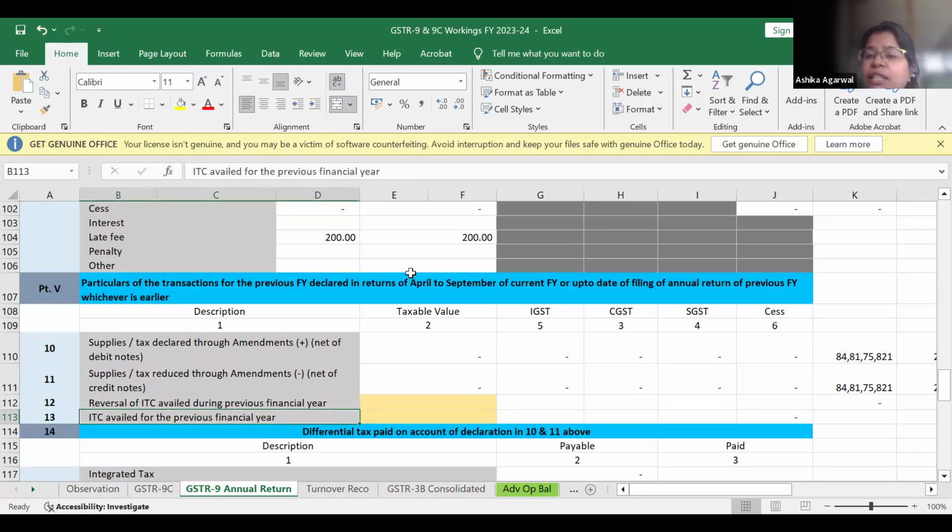So that will not form part of table 13. However, if any books-related ITC has been claimed in 24-25 based on GSTR-2B, then table 13 will come over here. And if anybody has done any reversal in 24-25, then table 12 will come. Over to you.